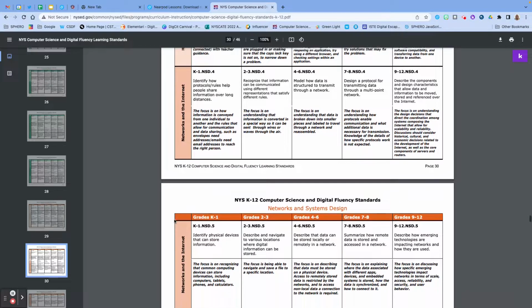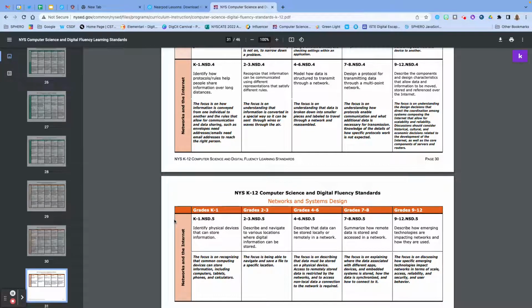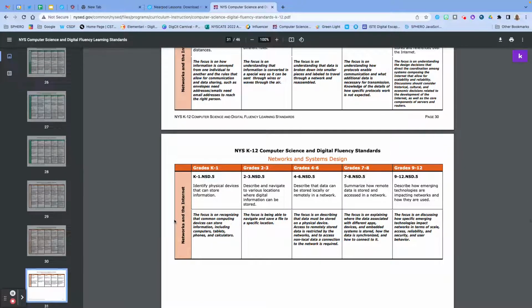As we move into networks and the internet, we're going to be talking about the protocols and the rules that we use for things online. We're going to talk about the model of data, designing for protocols, and then think about how things move and are designed online. Finally, our last one is talking about the physical devices that store information, and then moving on to talk about how remote data is stored on the internet, thinking of like your cloud network or something along those lines.